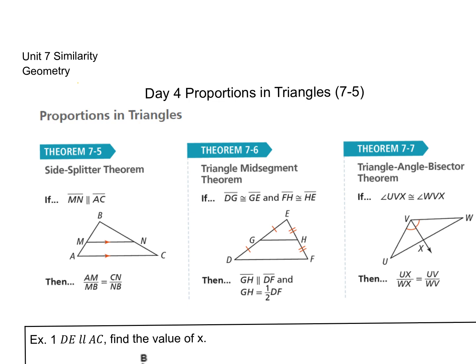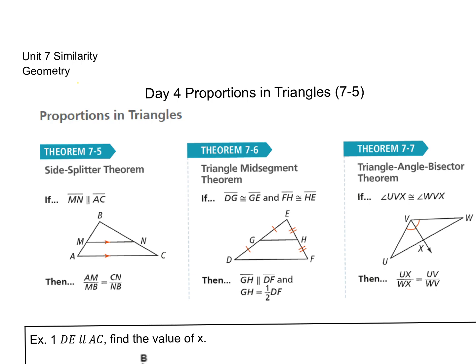All right, so looking at today, we're going to look at the very last lesson of our Unit 7, looking at our similarity unit. Today, just looking at some proportions and triangles. And you can see up here we have three theorems we're going to talk about today. The side splitter theorem, triangle midsegment theorem, and triangle angle bisector theorem.